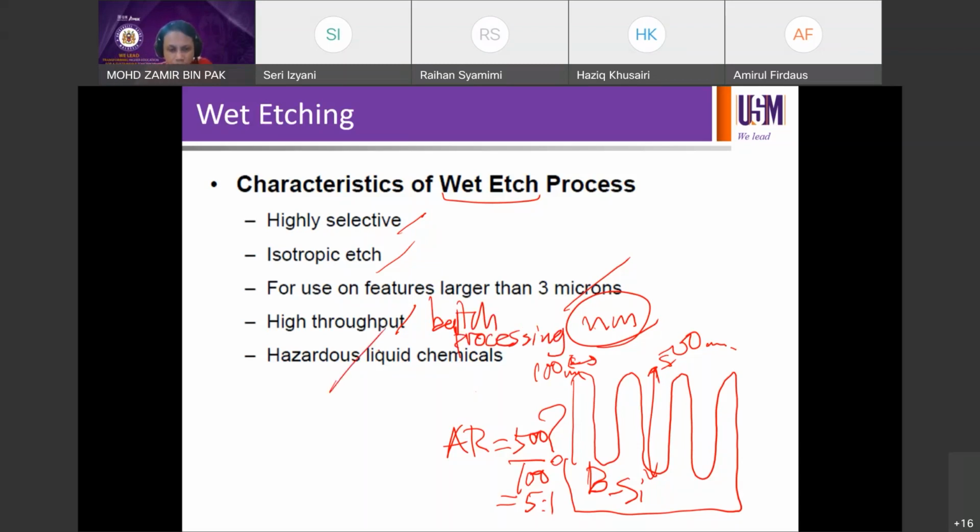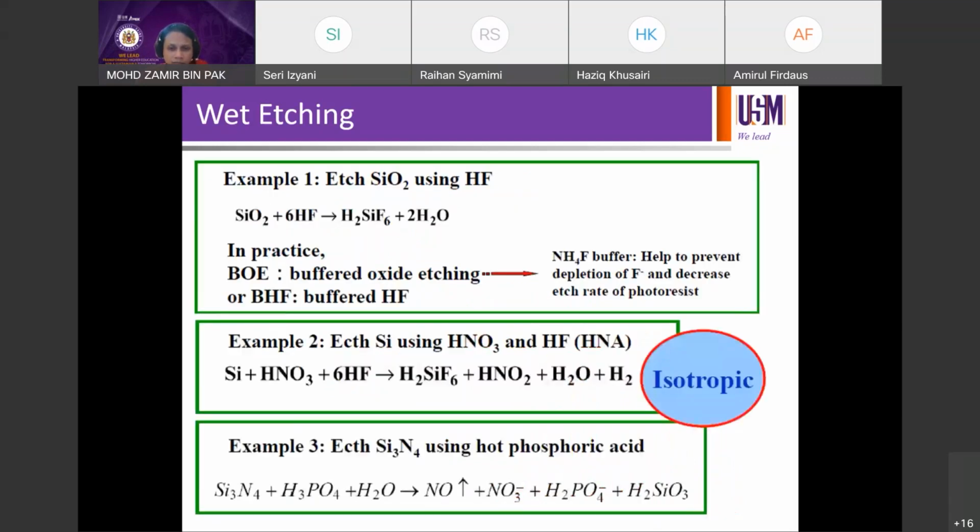But then it has these liquid chemicals. You have HF, you have peroxide, nitric acid, HCl, TMAH, sodium hydroxide, potassium hydroxide. So they are all hazardous liquid chemicals, right? So if you look at HF, for example, this is about removing HF from silicon.